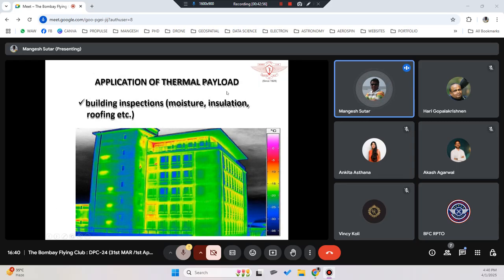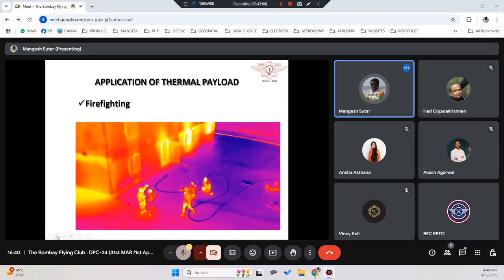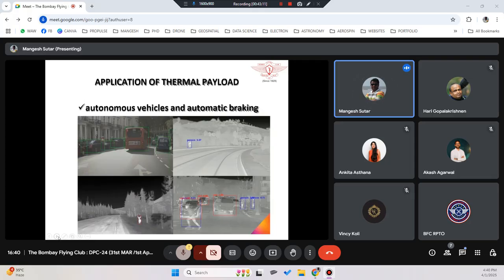Okay, so application of thermal payloads: building inspection, moisture, insulation, roofing is what I talked about. Then firefighting, you can see the hose pipe here. Okay, and the building under the fire, you can see the difference in the color or the temperatures. Even the autonomous vehicle, automatic braking, you can see. Okay, so it can detect what different types of vehicles could be used.